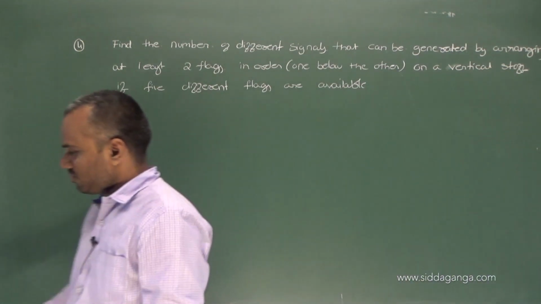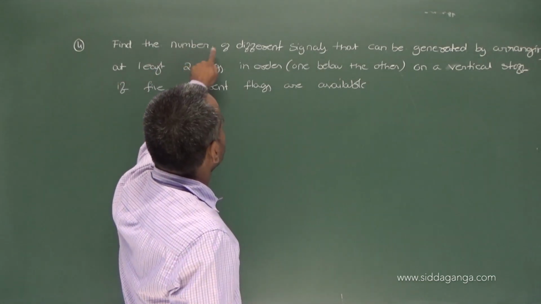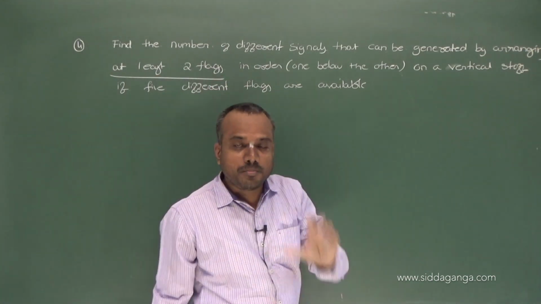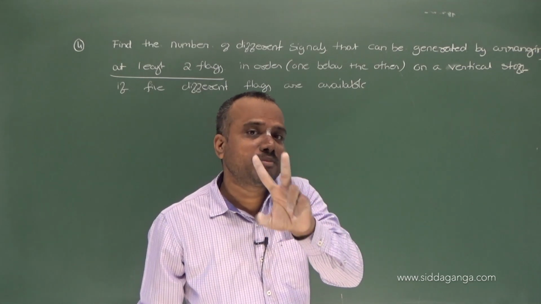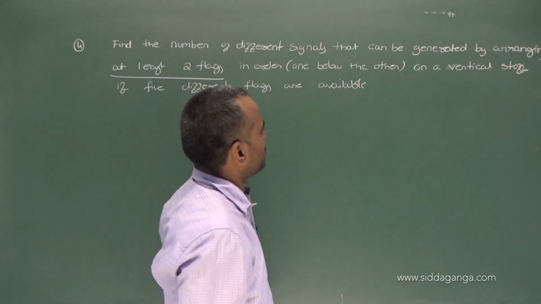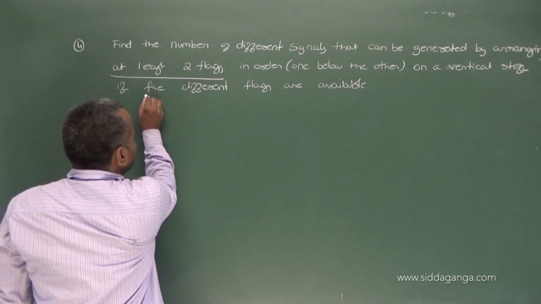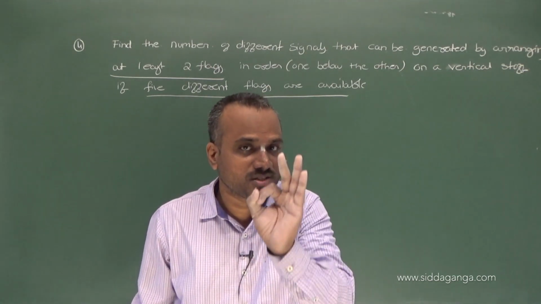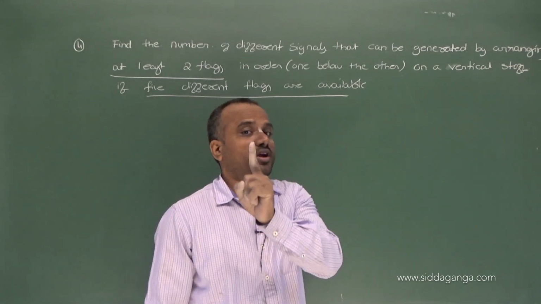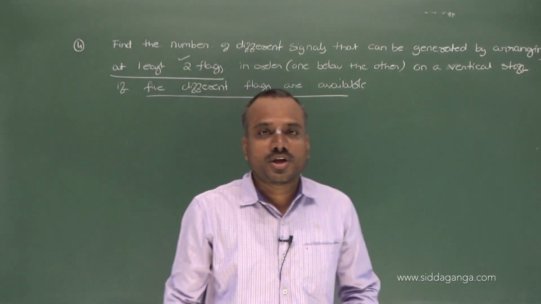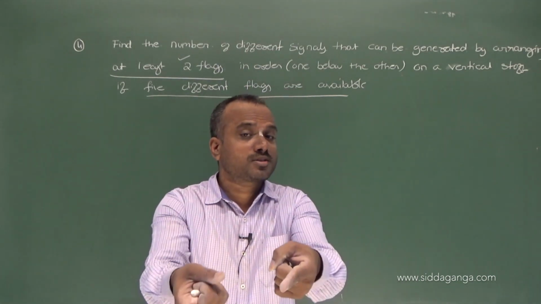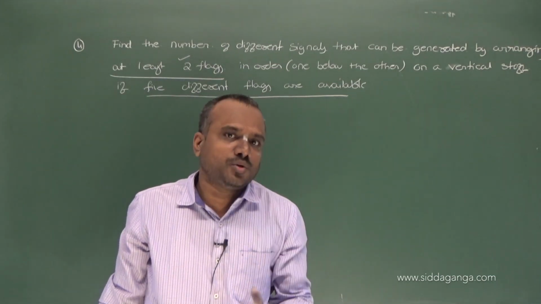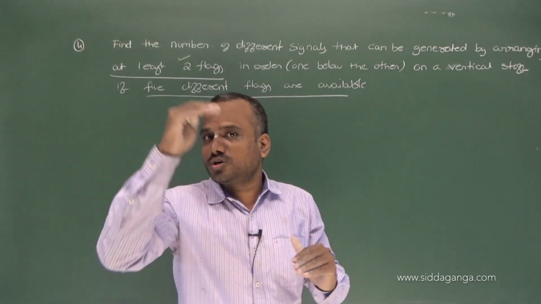Observe this problem first carefully. Find the number of different signals that can be generated by arranging at least two flags. Minimum required is 2, not less than 2. One below the other on a vertical star. He has given 5 different flags. In those 5 different flags, we generate the signals. The signals contain at least 2 flags. It may be 3 flags, 4 flags, or 5 flags, but not 6 plus, because the maximum flags available is 5. Not less than 2, not more than 5.